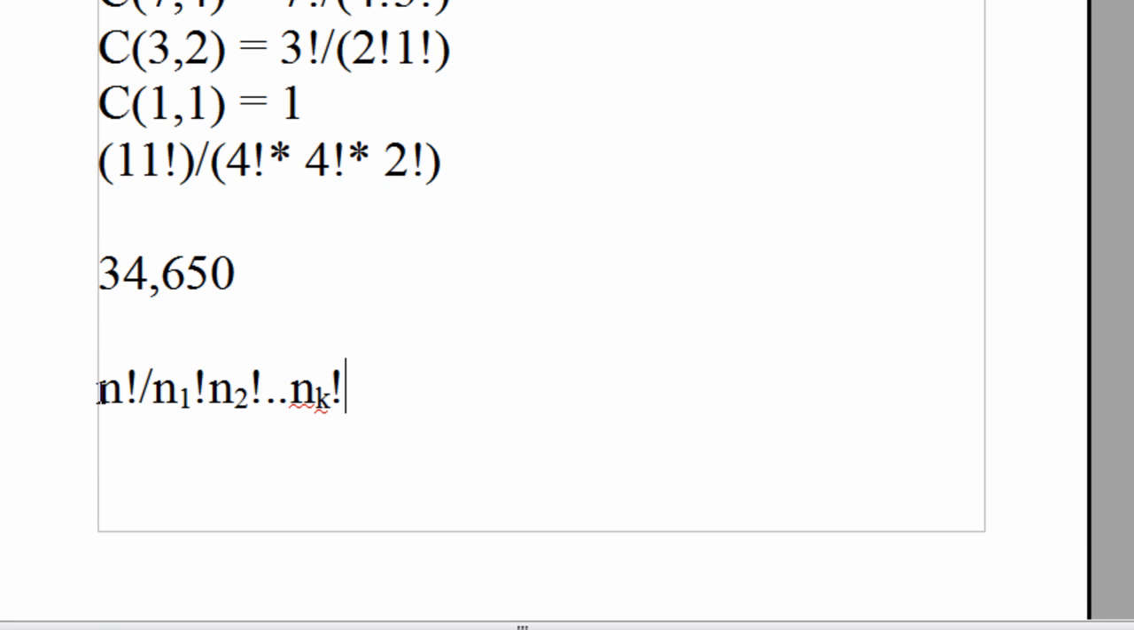The multinomial theorem would be the following: n factorial divided by n sub 1 factorial times n sub 2 factorial all the way to n sub k factorial. Alright, so now we're going to go ahead and prove this theorem.